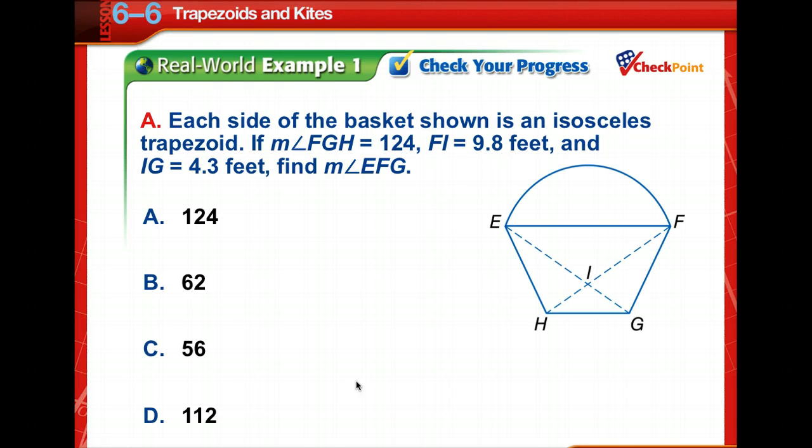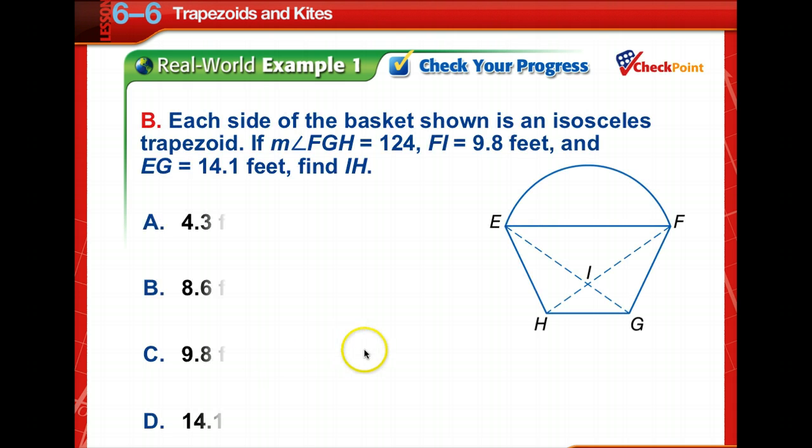Okay, it's time for you to check your progress. So using the same basket, why don't you pause the video for a moment and work the problem, and then come back and check your answer. Oh, did you get answer C? I set 124 plus X equal to 180, then solved for X. I got 56.